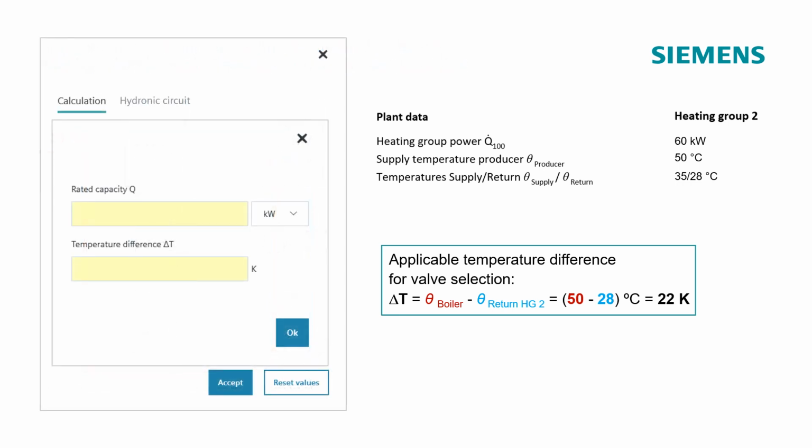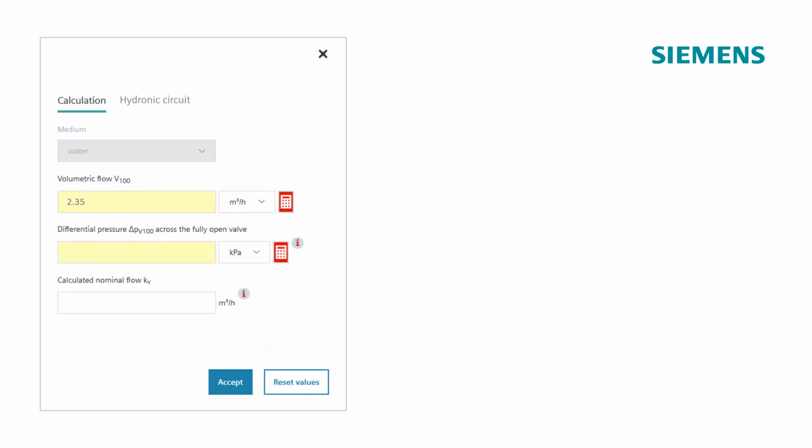For the calculation of the volumetric flow, the rated capacity of 60 kilowatts can be entered directly. The applicable temperature difference of 22 Kelvin can also be entered. Click OK. The volumetric flow has been calculated at 2.35 cubic meters per hour.